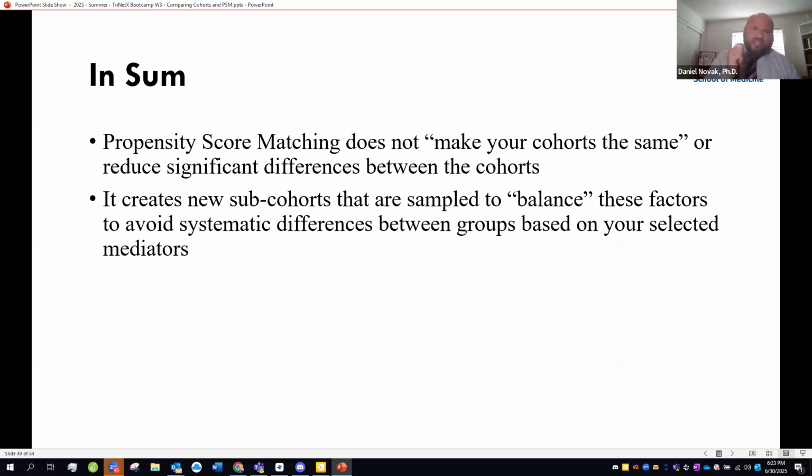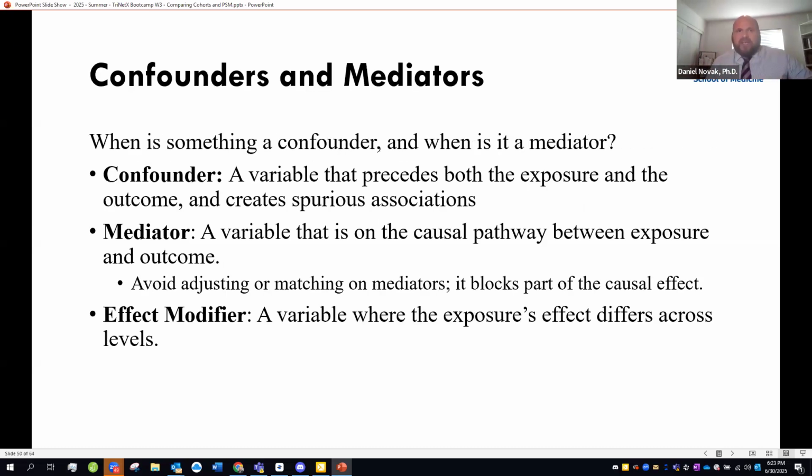But propensity score matching, I want to be clear, does not make your cohorts the same. There's a lot of times where I read students' descriptions of what it's doing, and they're not accurate, right? It doesn't reduce significant differences between the two cohorts. It creates new subcohorts that are sampled to balance along the factors that you're looking for to avoid systematic differences between groups based on your selected mediators, which is a long way to say that it tries to create new subcohorts that don't have the same inherent biases that your longer groups do.